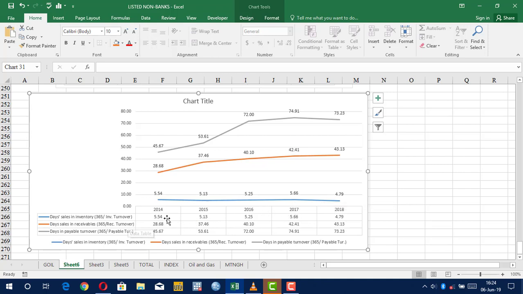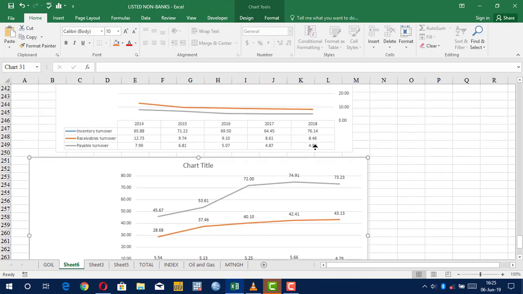Let's look at the receivables in days. Okay, receivables turnover in days. In 2014 it took them an average of 28.68, that is 29 days, to receive their debts from debtors. That is for the receivables turnover, so an average of 29 days. In 2015 it increased to 39 days. In 2016 it increased to 40 days, in 2017 it increased to 42 days, and in 2018 it increased further to 43 days.